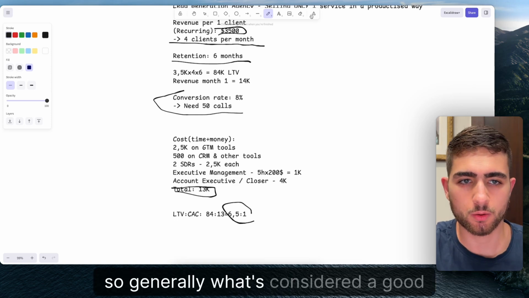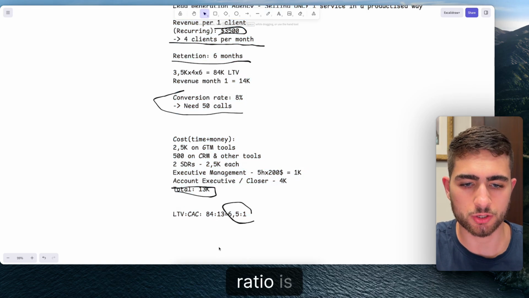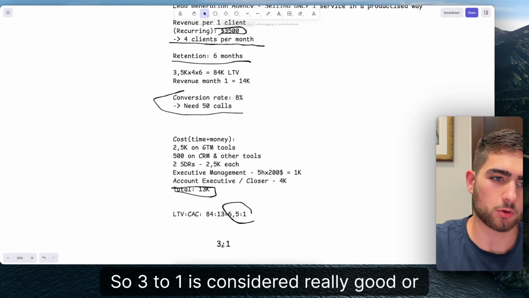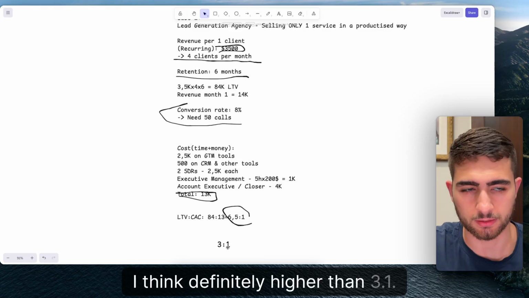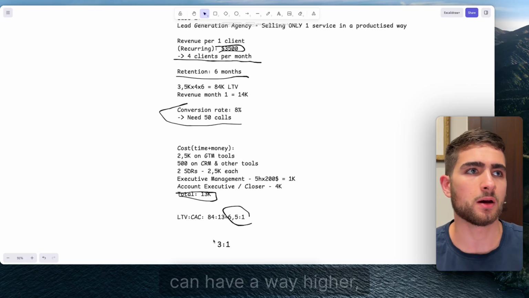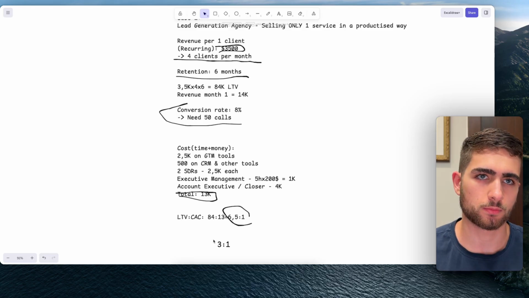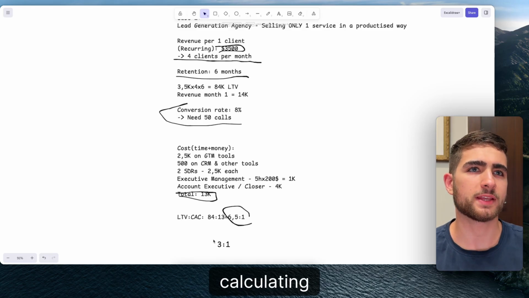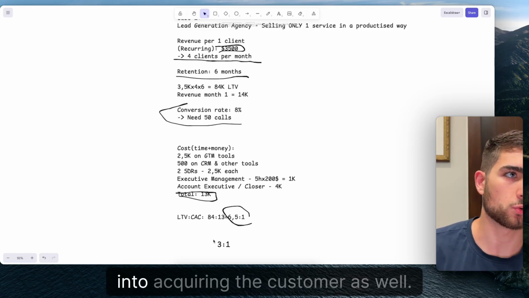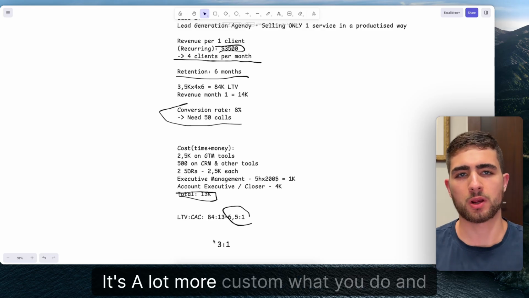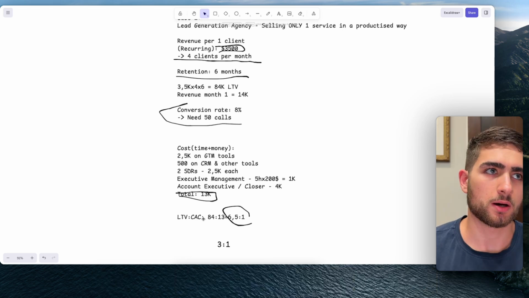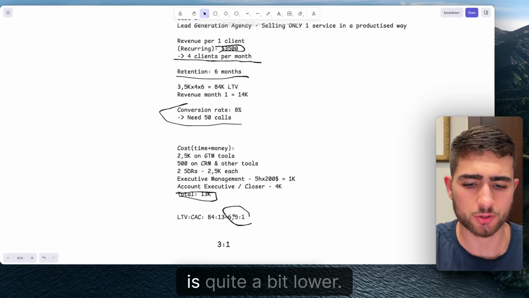Generally, what's considered a good ratio is 3 to 1. I think definitely higher than 3 to 1 is good. It really depends. I think a service business can have a way higher LTV to CAC ratio, because a lot of the time you're not calculating all of the time that you spent on service delivery and on acquiring the customer as well. It's a lot more custom, what you do, and it takes a lot more time. So the LTV to CAC for SaaS companies is quite a bit lower.